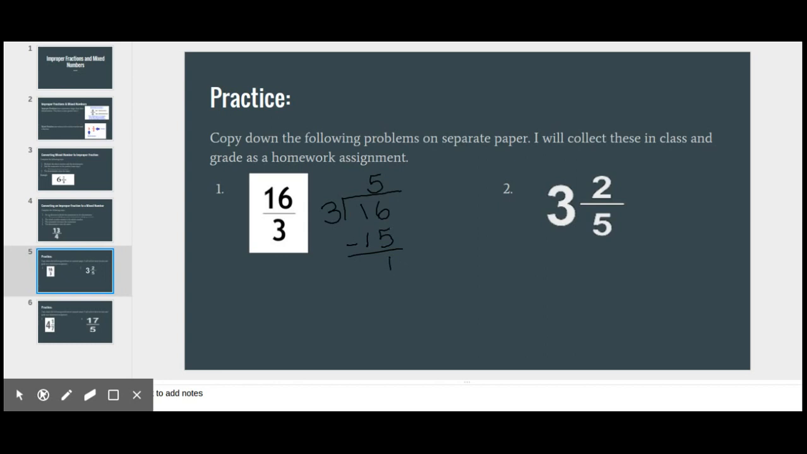Okay. So now there's no more division to be done, so we take the number we found at the top. That's going to give us our whole number. The remainder gives us the numerator, and then the denominator stays the same. So 16/3 as a mixed number is 5 1/3.